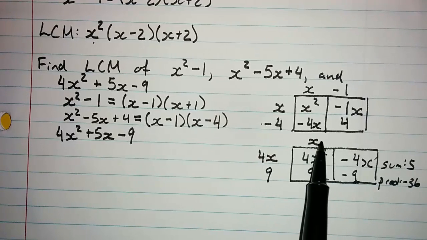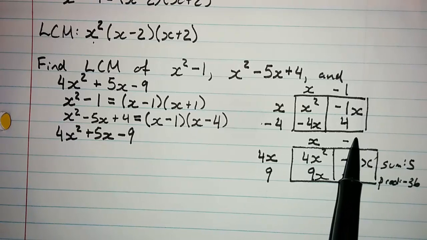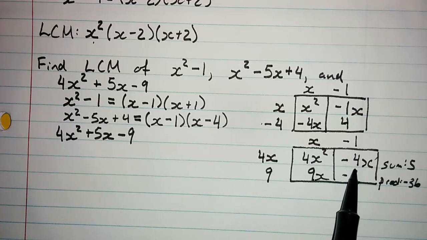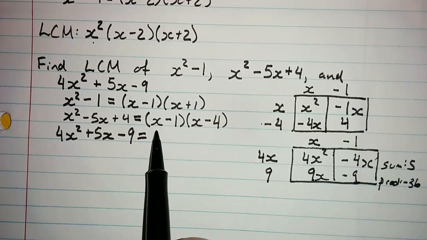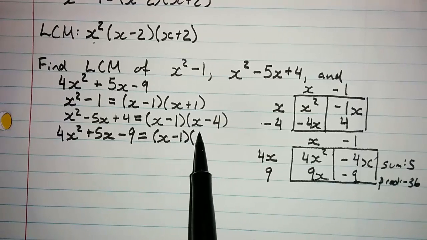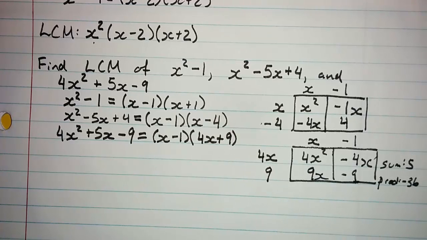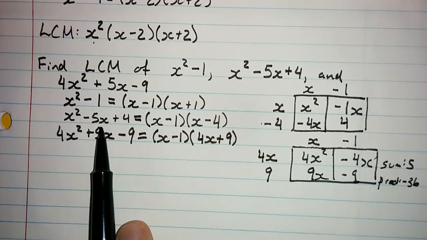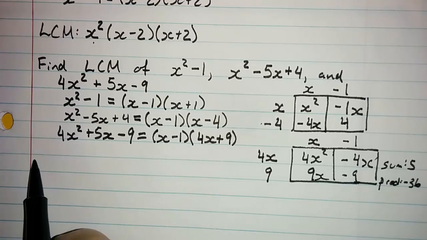4x times x is 4x squared. 9 times x is 9x. 4x times negative 1 is negative 4x. 9 times negative 1 is indeed negative 9. So my factors are x minus 1, 4x plus 9.